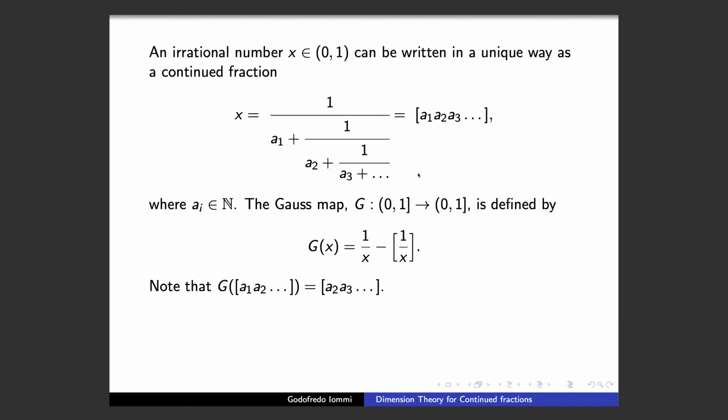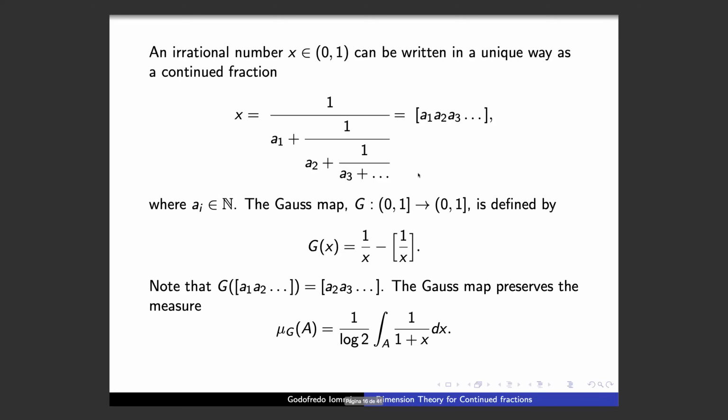It's an interval map with countably many full branches. It has infinite entropy. And it also preserves an absolutely continuous invariant measure, which is the Gauss measure, defined that way. So the first example I'd like to discuss is related to the arithmetic averages of the digits that you have in the continued fraction expansion.